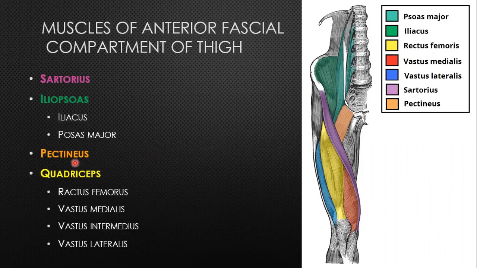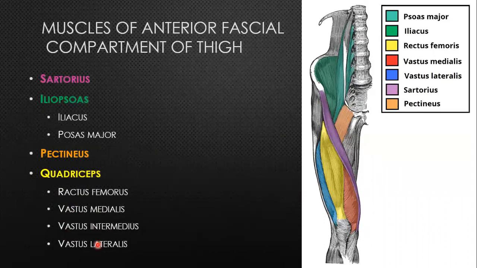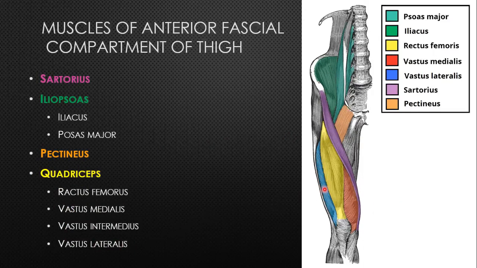And then lastly, we have the quadriceps muscle. Quad stands for four, and it is a collection of four muscles, namely the rectus femoris and the three vasti: the vastus medialis, vastus intermedius, and the vastus lateralis. This blue muscle on the lateral side of the thigh is the vastus lateralis muscle, and the brownish muscle on the medial lower aspect of the thigh is the vastus medialis muscle, while this straight muscle, given yellow color in this diagram, is the rectus femoris muscle.